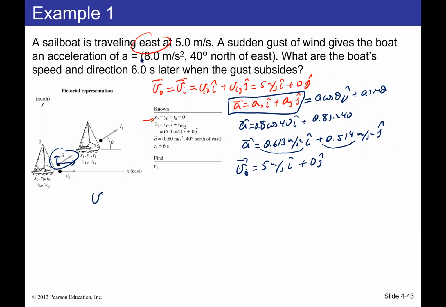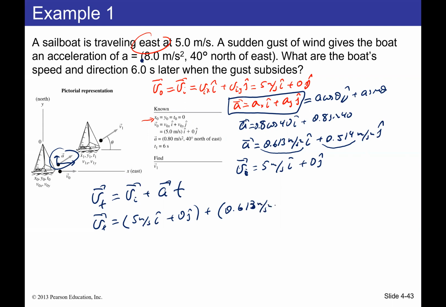So here, remember the equation is v final equals v initial plus acceleration times time. This is the vector format of equation 1 of kinematics. So v final equals v initial, 5 meters per second i hat plus 0 j hat, plus my acceleration, 0.613 meters per second squared i hat plus 0.514 meters per second squared j hat, times time. Time here, remember, is 6 seconds. We're given the time as 6 seconds.